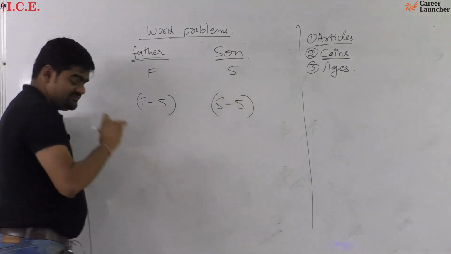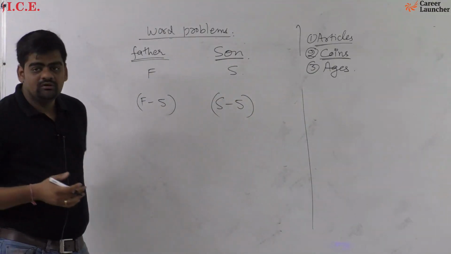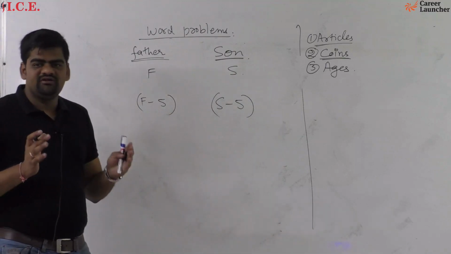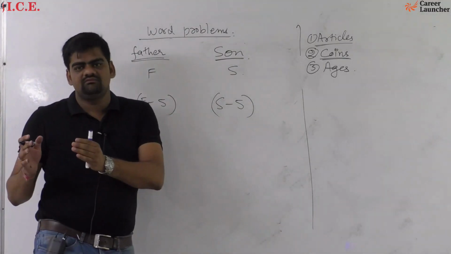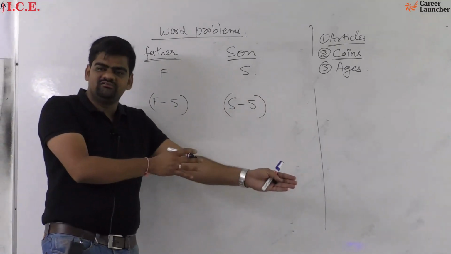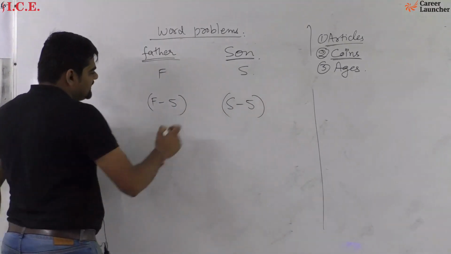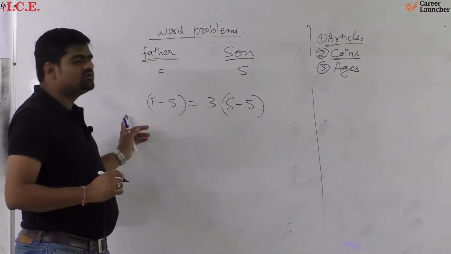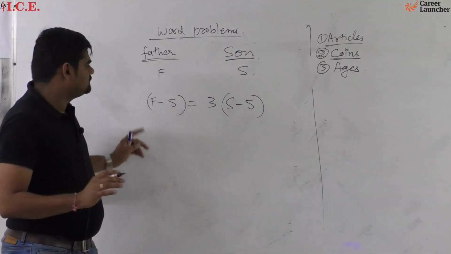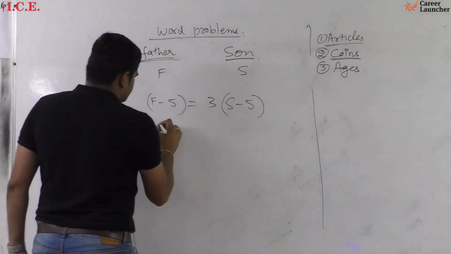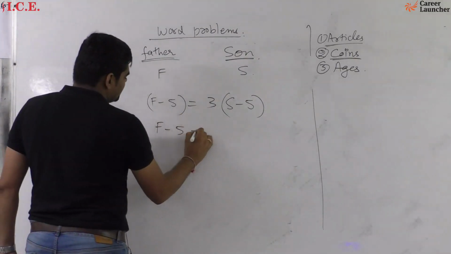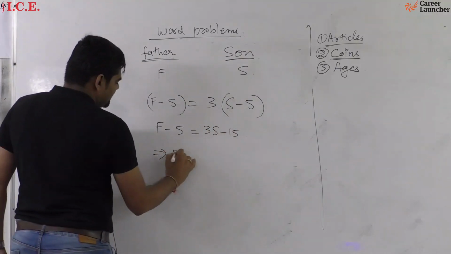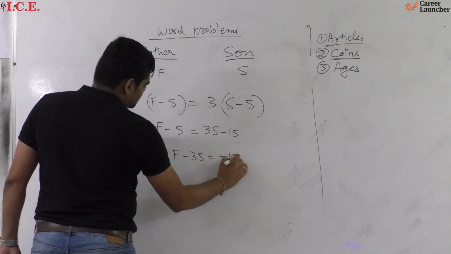There's a common mistake which students make. They reduce the father's age, but they don't reduce the son's age. It is quite evident: if father was 5 years ago minus 5, then son was also minus 5. And I know the relationship is that the father was thrice. Don't say the son was thrice. Be very careful in this. So with this you will find f minus 5 is equal to 3s minus 15, which implies that f minus 3s is equal to minus 10.